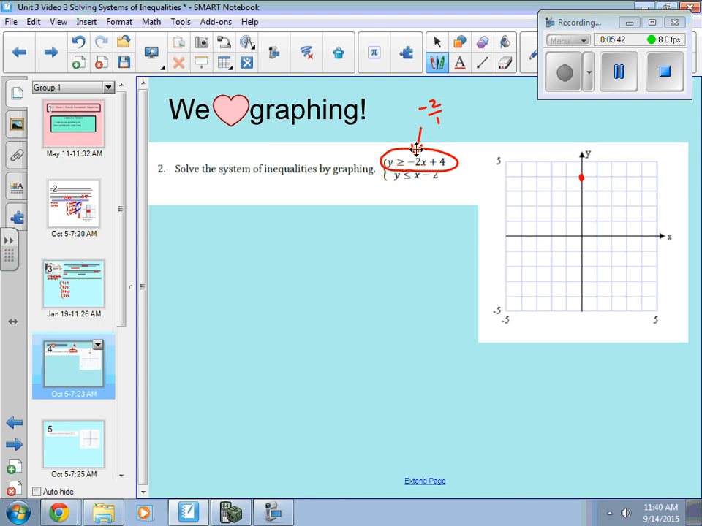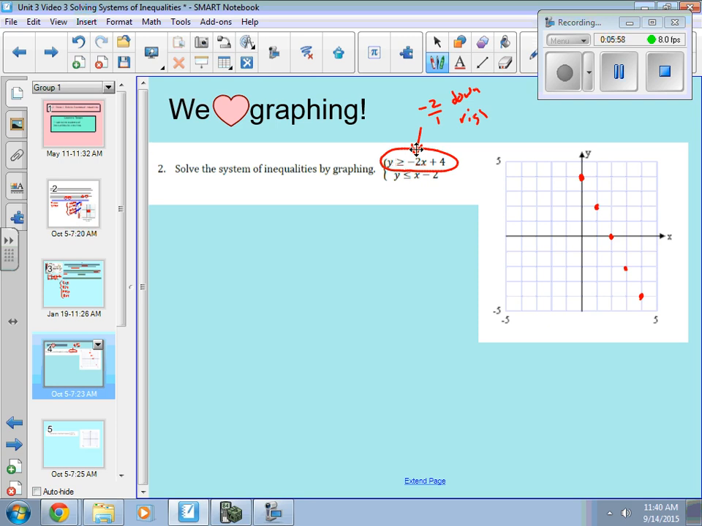If it's a whole number, put it over 1. Okay, that's saying down 2, right 1. So we want to keep doing that. Down 2, right 1. Down 2, right 1. Okay, keep going until you run out of space. Now, we have to connect these.